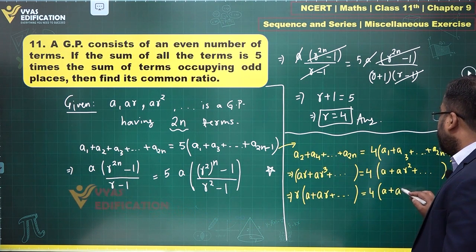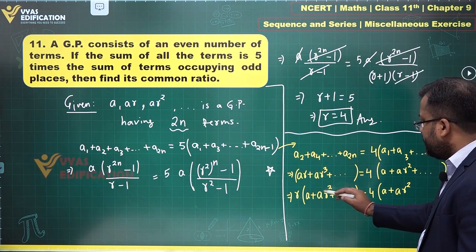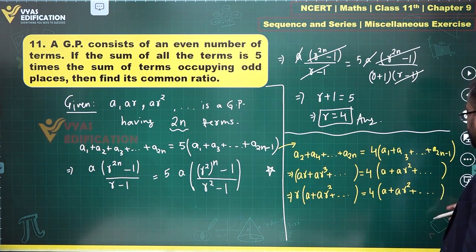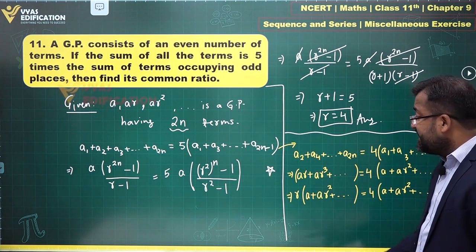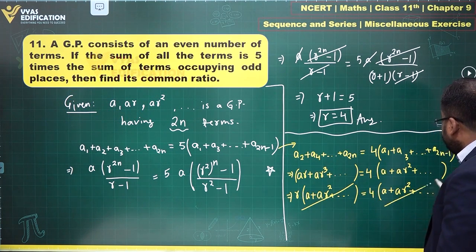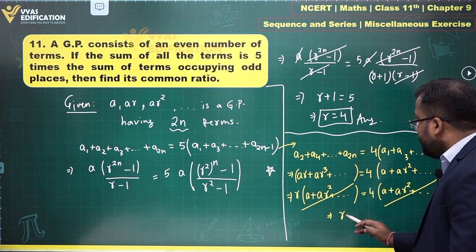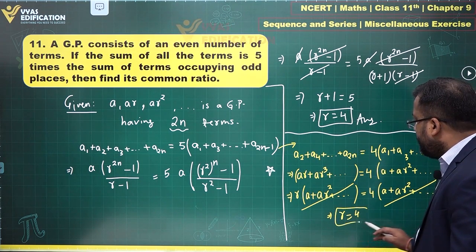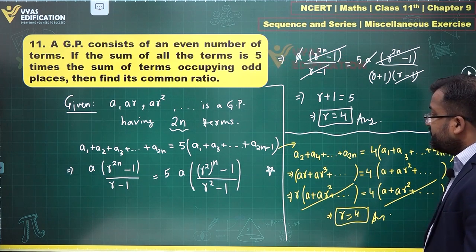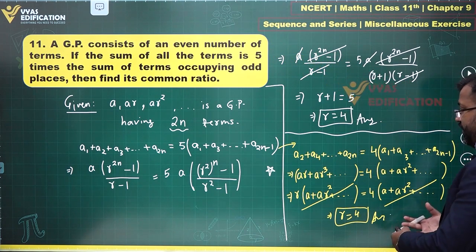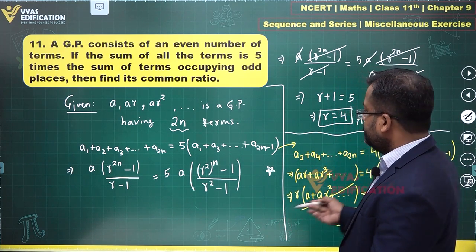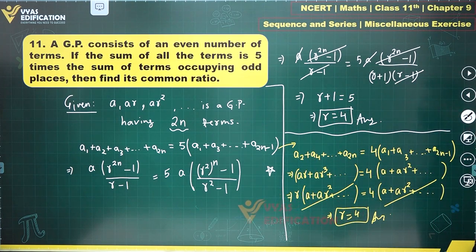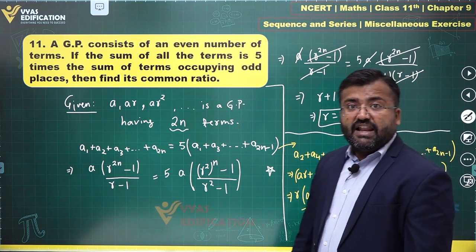a plus ar square, just a moment, this was ar square, right? Plus dot dot dot. Now these are n terms, these are also n terms, exactly the same n terms, and yes, these will get cancelled. What I get is r equals 4. That's another way of handling this. We get the same answer, obviously we'll get the same answer, but this is also completely okay. Right? That's all that you have in this 11th question.